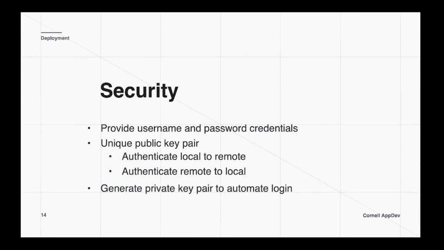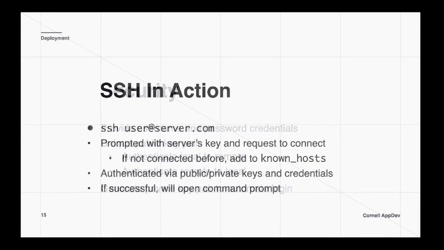Some forms of security for connecting to servers are providing a username, say appdev, and then a password. It'll prompt you with a password, and you need to type that in. There's also public key pairs, where it allows you to authenticate yourself to connect to a remote and vice versa. Say if you want to download a file off of a server to your local. And you can also generate private key pairs to automate login. We'll be using public key pairs which are stored in the PEM.